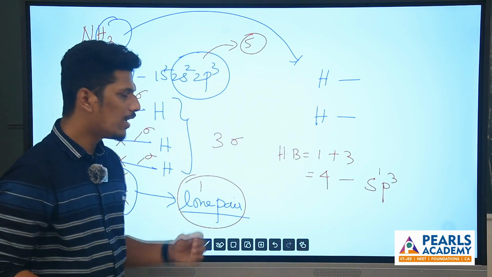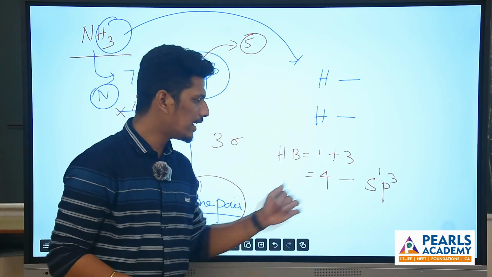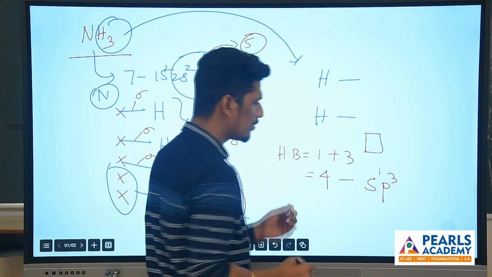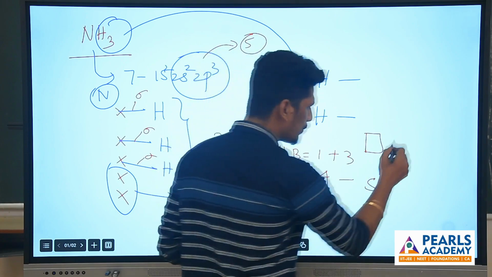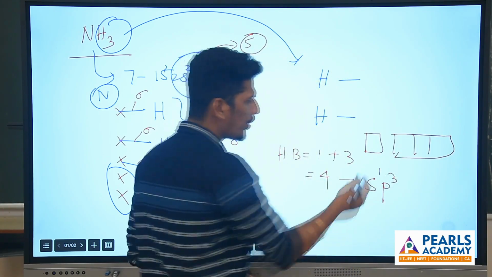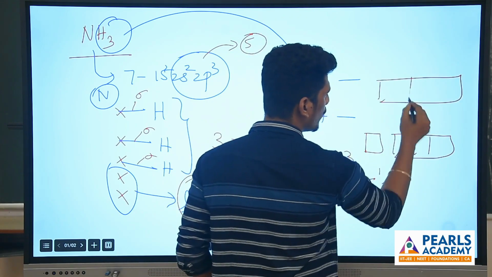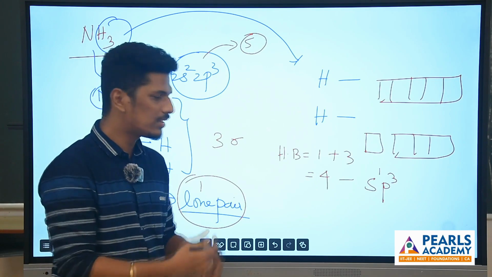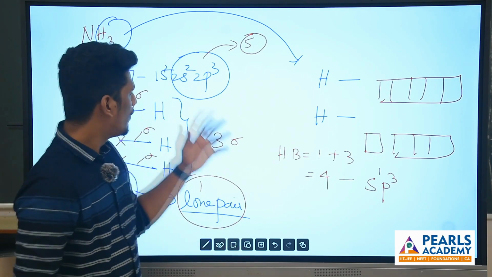Why can we not fill 2 or 3 in s? Because the s orbital has only 1 box, so we can use only 1. But in p we have 3 boxes, so we can write up to 3. For the d orbital we can write up to 5, and in the f orbital up to 7, but that is a very rare case.